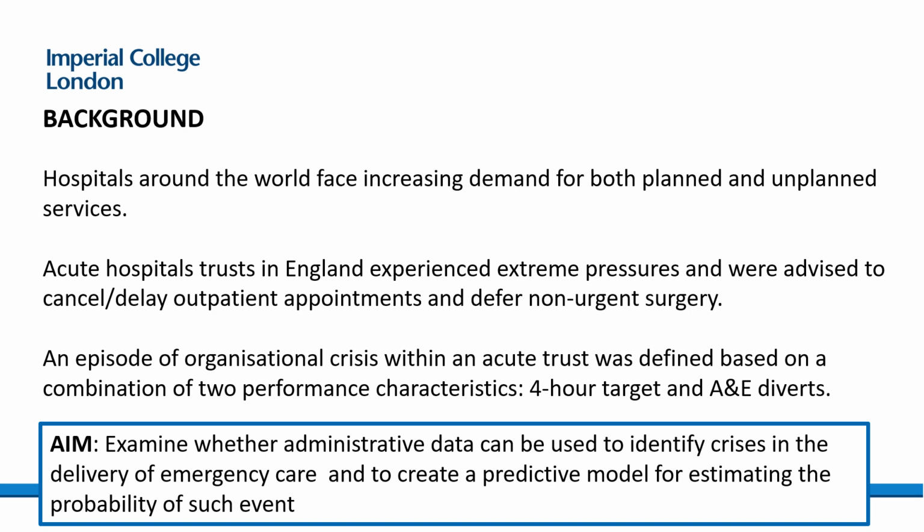This target was selected because it is often used as a barometer for the overall performance of the NHS, is a proxy for inpatient flow, and is highly correlated with inpatient occupancy. While A&E diverts are used only as an action of last resort, and hence show the trust's ability to meet demands. The aim of our study was to examine whether administrative data can be used to identify crises in the delivery of emergency care and to create a predictive model for estimating the probability of such an event.